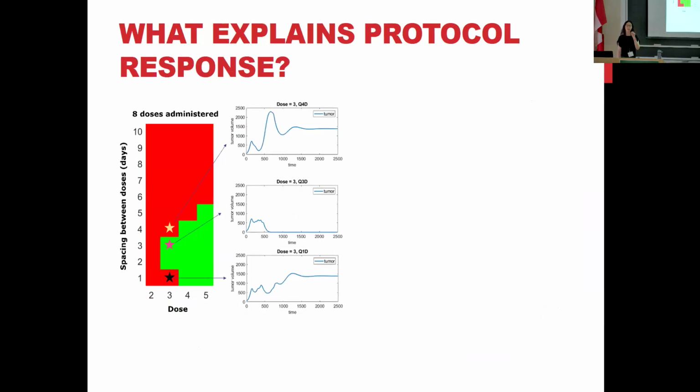So we wanted to understand the difference between these effective and ineffective protocols. So here what you're looking at is three very similar protocols and the dynamics of the tumor volume in those cases. So in this case, it happens to be 8 doses administered, but the detail is not important. And we're going to look at giving a dose of 3 and space it out by either 1, 3, or 4 days. And what I want to point out here is that when you space out by 4 days or by 1 day, you have an ineffective protocol. But in between, at day 3, when you space them out by 3 days, your protocol is effective.